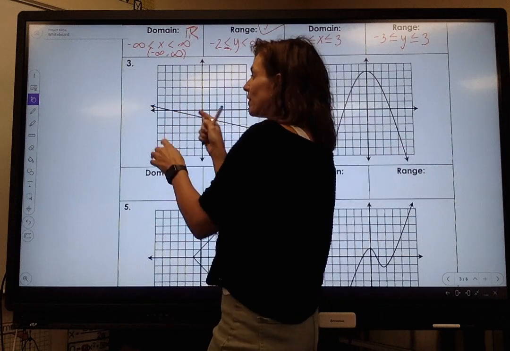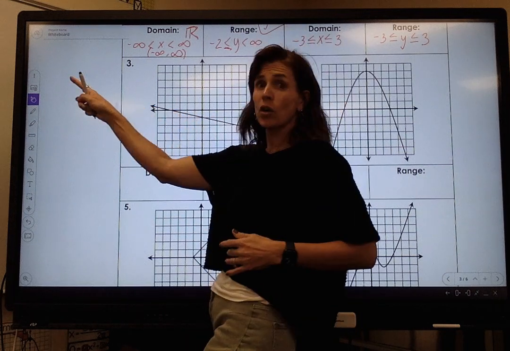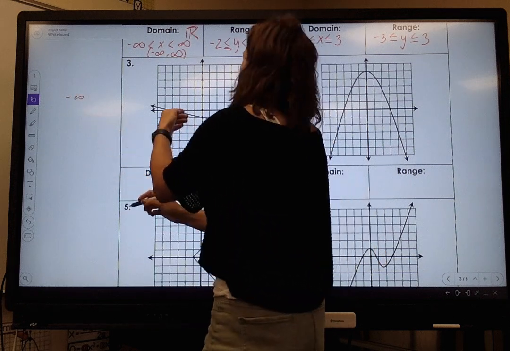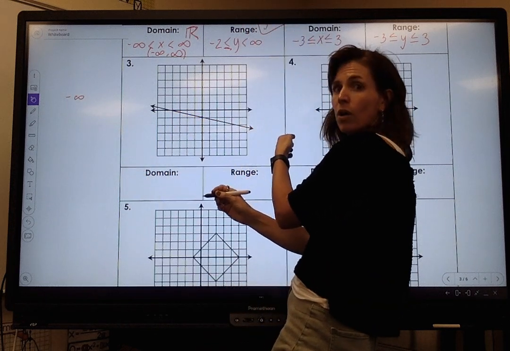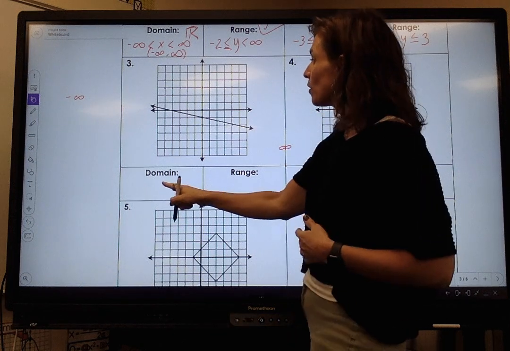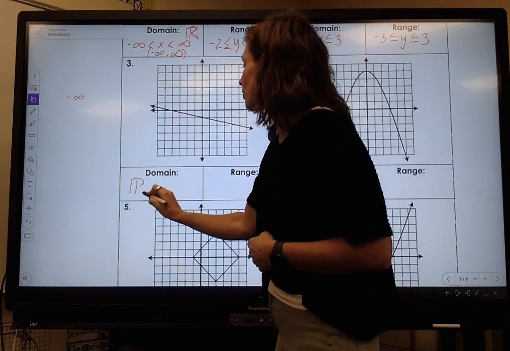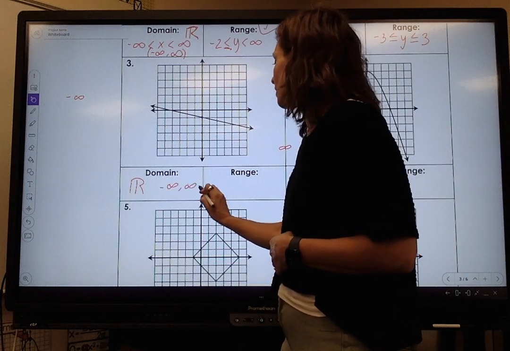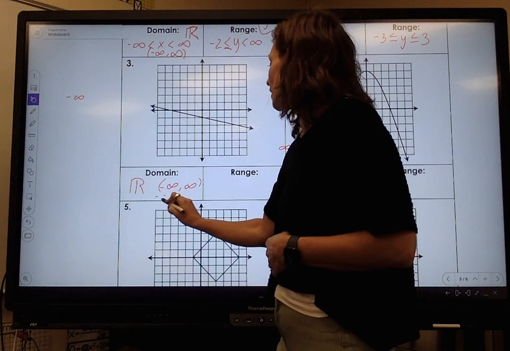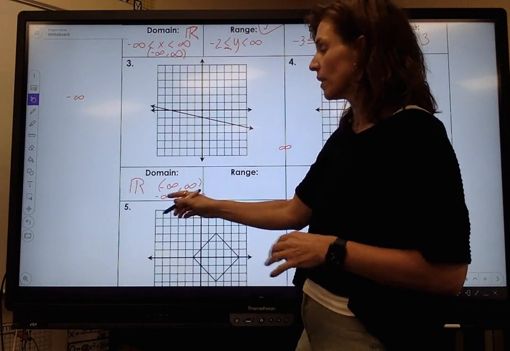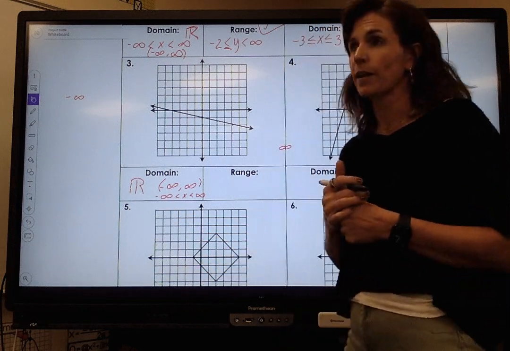How far left does this graph go? It's going to go left forever and ever, all the way to -infinity. And how far right is it going to go? It's going to go all the way to +infinity. So my domain is going to be all real numbers, okay? Because it goes from -infinity to +infinity. You can also say -infinity is less than x, which is less than +infinity. Any of those representations would be fine.